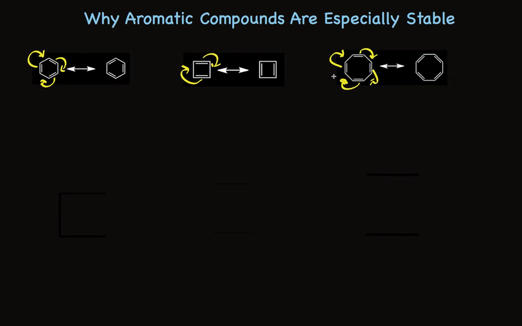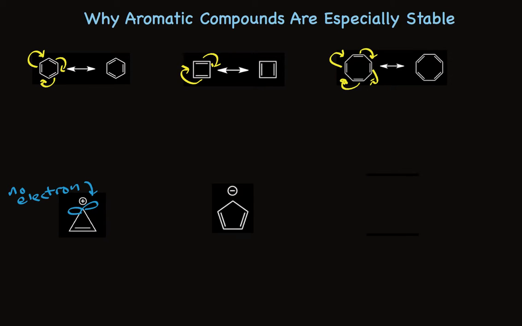Then people learned that there are some ions that are especially stable. This 3-membered ring carbocation is especially stable. Notice it's going to have a p orbital on this compound that is empty. And there's a 5-membered ring ion. This is an anion that's especially stable. This guy has a p orbital. But because it's an anion, we know that it has 2 electrons in it.